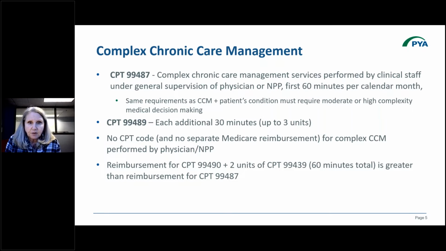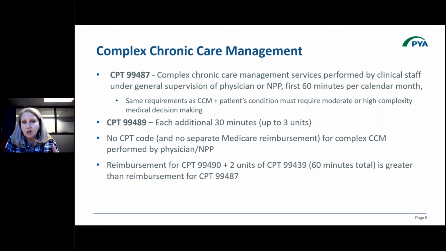Next up is complex chronic care management, billed under CPT 99487. This goes back to the model of being provided by clinical staff under general supervision of a physician or non-physician practitioner. This is measured in an initial 60-minute increment and then with subsequent 30-minute increments under that. Here, the requirements are the same as 99490, except we have to add that the patient's condition must require moderate to high complexity medical decision making.